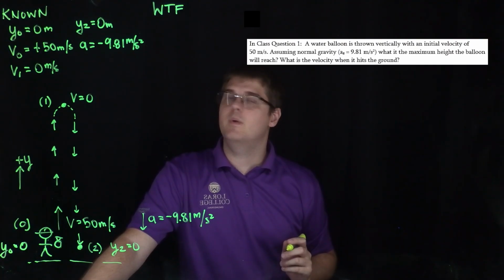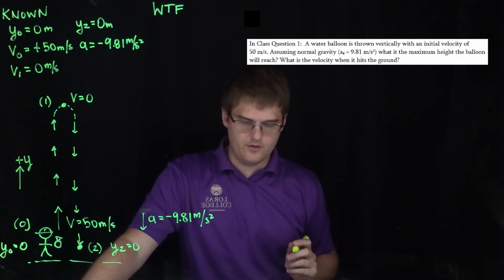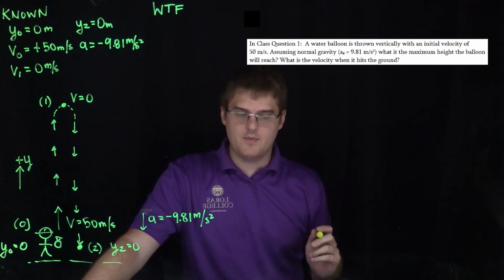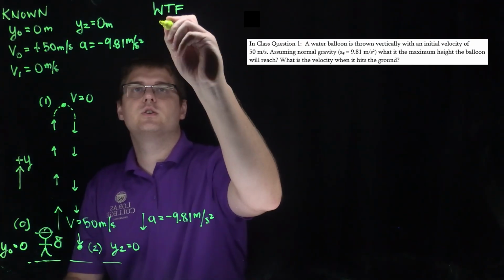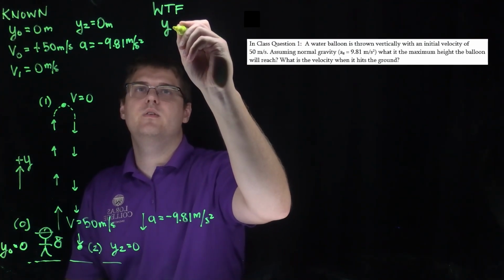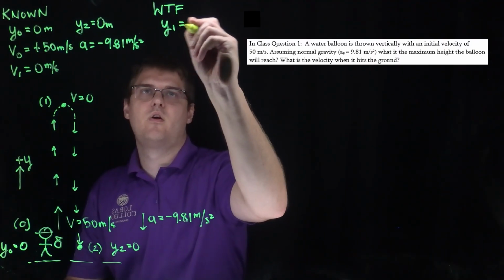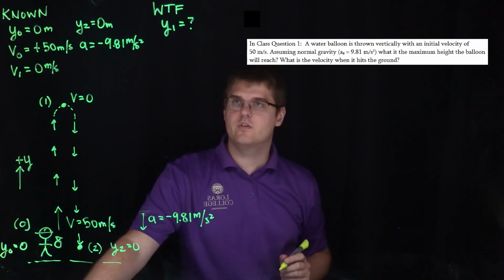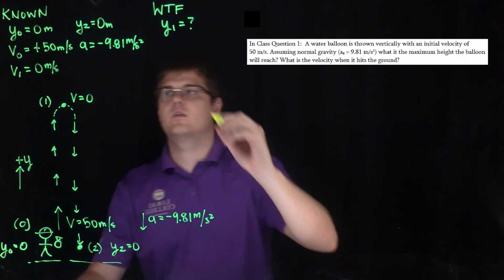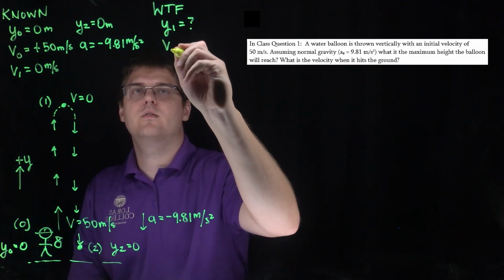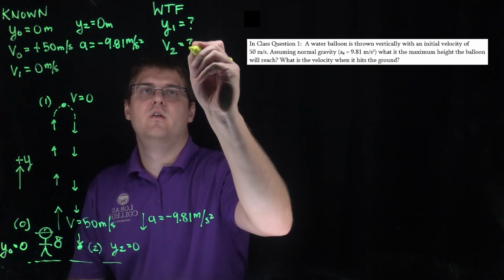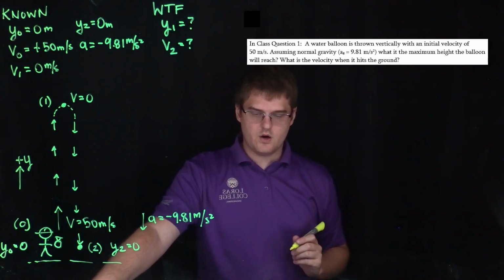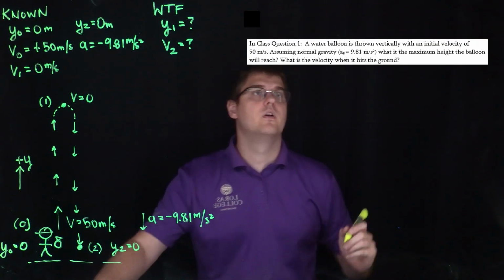Stolen again from a previous faculty who's now retired from here. So what do I want to find? I'm asked what is the maximum height the balloon will reach. That sure sounds like what is the height, or what is the position at time 1. And then I'm asking what is the velocity of the balloon when it hits the ground. That sounds a whole lot like what is the velocity at time 2, because that is when it's hitting the ground. So those are the pieces that I am after.